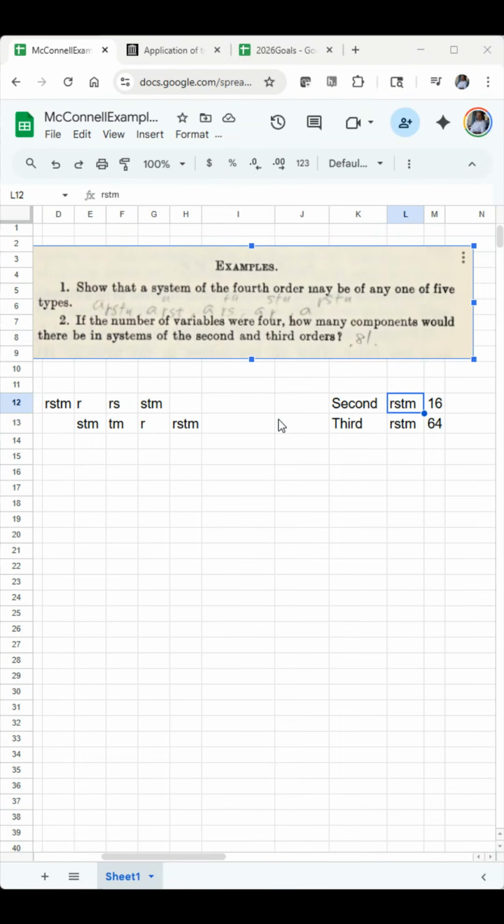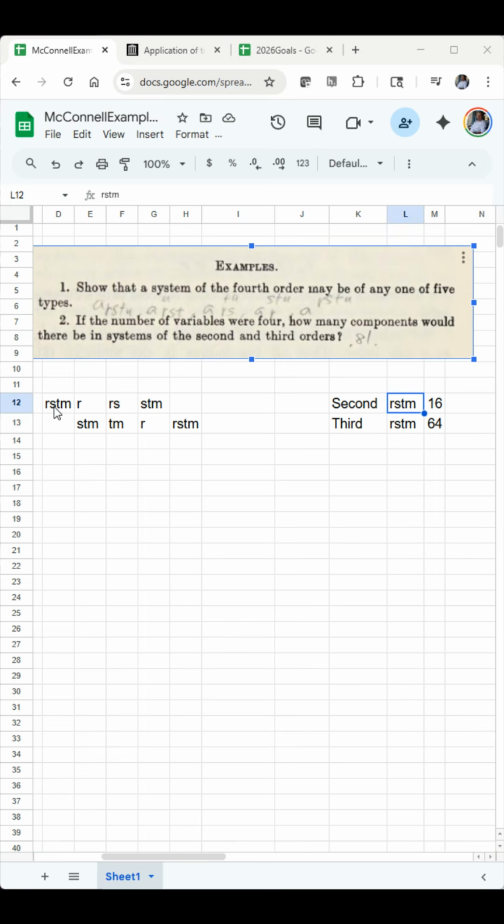I would like to work through the examples from yesterday in McConnell. I like these two examples because they got me to think of what the phrases really meant. The first one is: show that a system of the fourth order might be any one of five types, could be any one of five types.